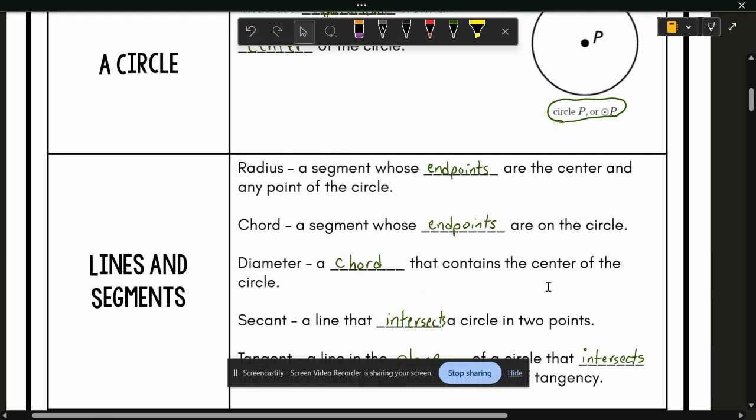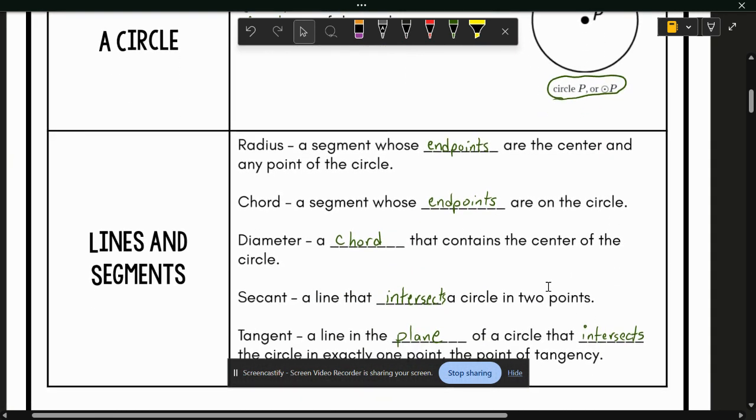There are different parts of a circle, or different things that could go through a circle. First one is a radius. It's a segment whose endpoints are at the center and any point on a circle. That's probably the one that you're most familiar with. Then a diameter. Diameter is a chord that contains the center of the circle. So what is a chord? A chord is a segment whose endpoints are on the circle.